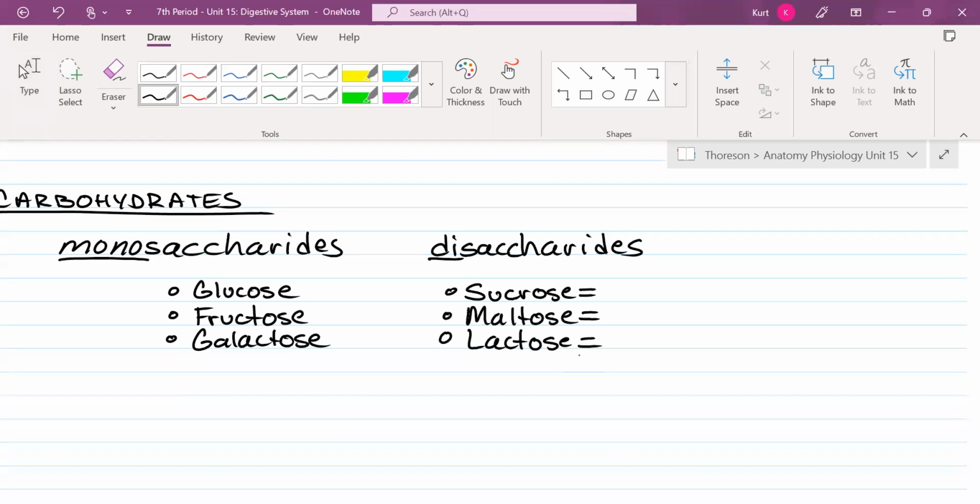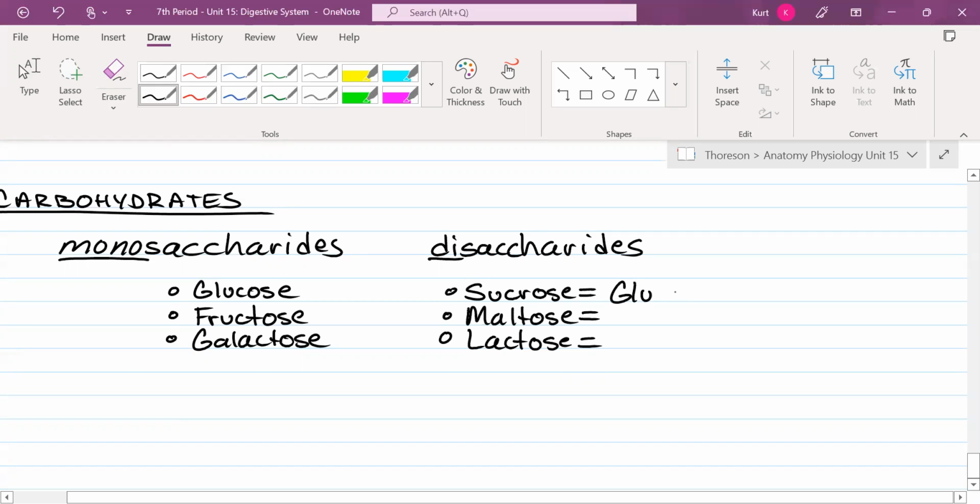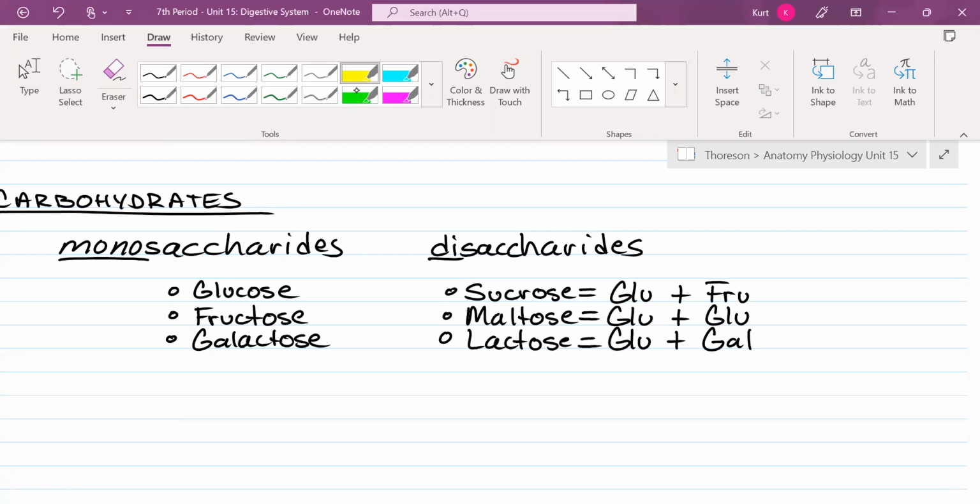Do you know what 2 monosaccharides have to bond together to form sucrose? It is glucose and fructose. We'll abbreviate it, GLU and FRU. What 2 monosaccharides bond together to form maltose, which you'll be hearing a lot the next couple days? It's glucose and glucose, 2 glucoses. And then what 2 monosaccharides bond together to form lactose? Glucose and galactose. The ones I'm going to tell you all that you really need to know for this course will be this one. We're going to talk about this one the next couple of days.